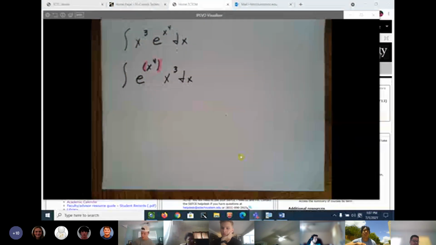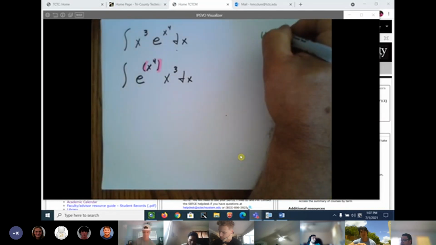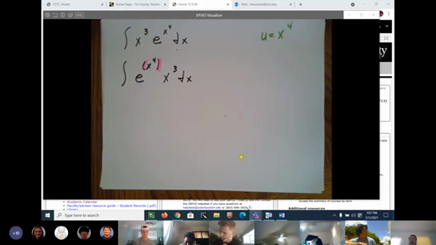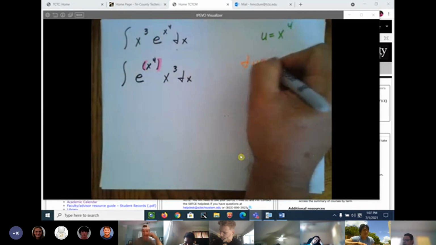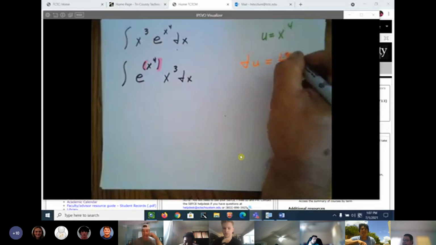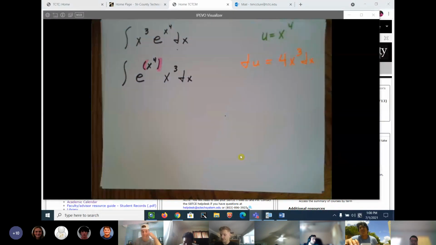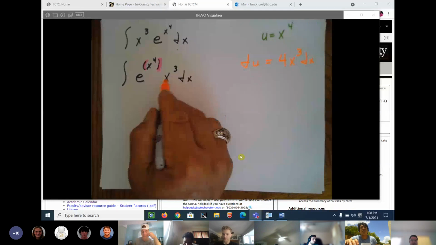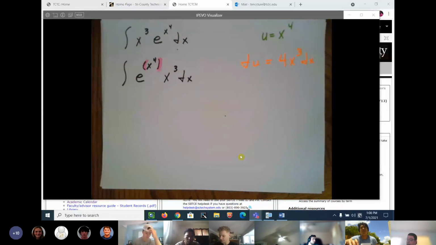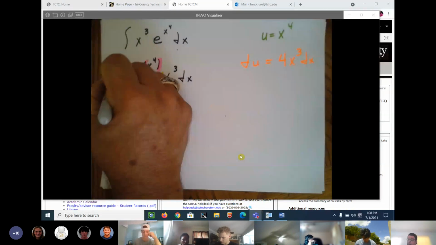X to the fourth. So get my green pen and my orange pen. U is equal to x to the fourth. Therefore, du is equal to what? X to the third, 4x to the third dx. So we need to have a what here? A 4. We need to have a 4. So therefore, 1/4 is going out here.